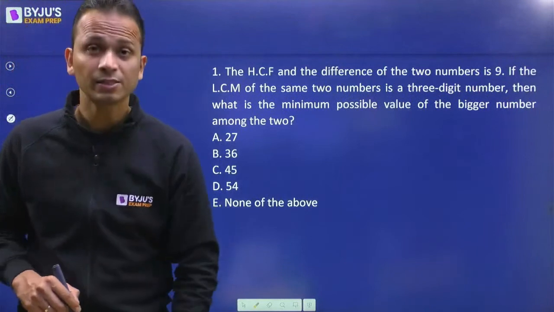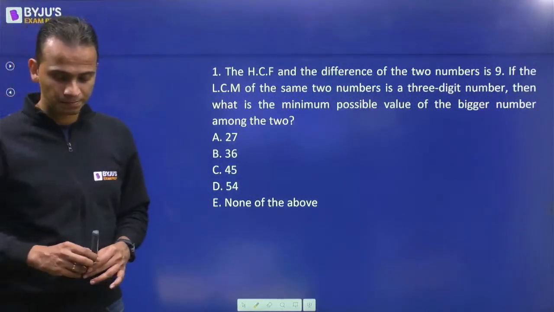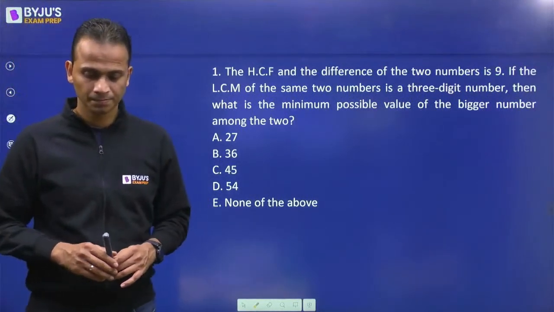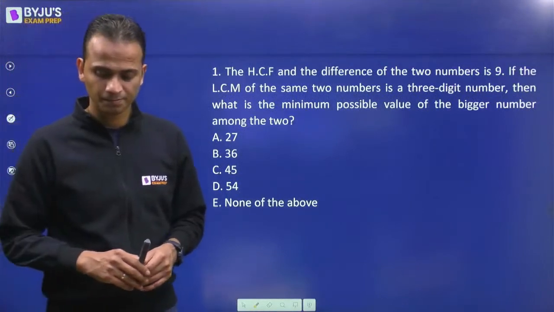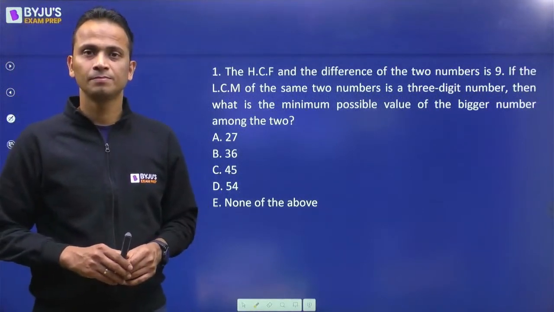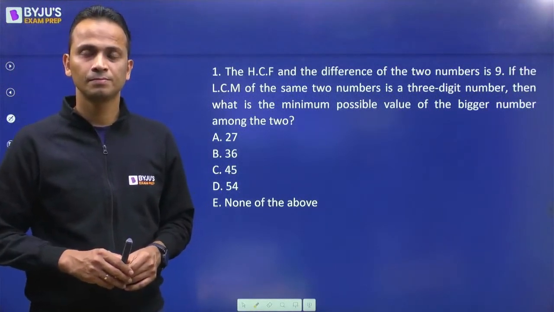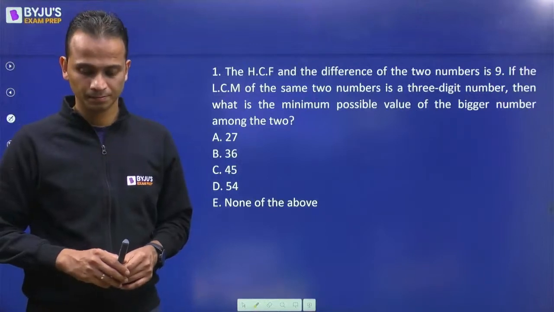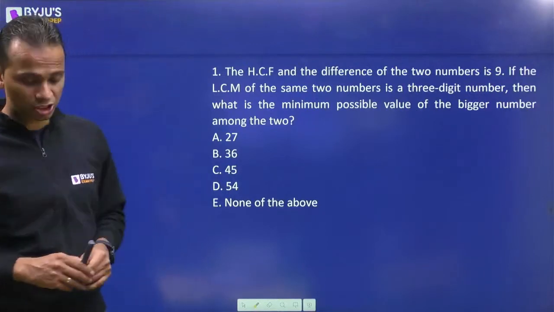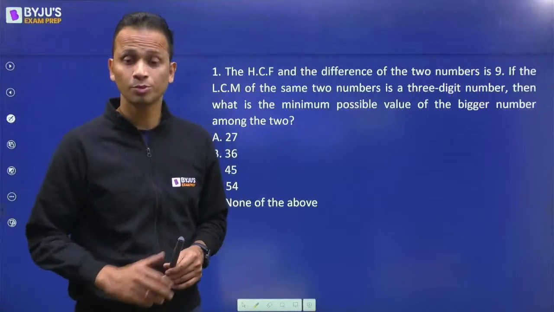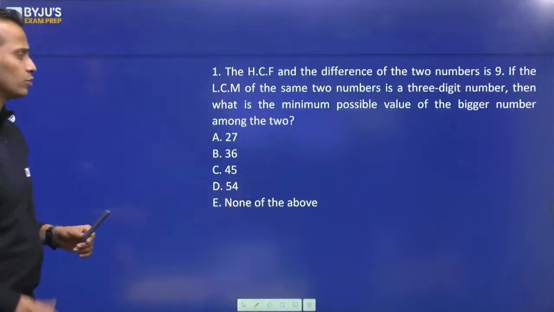Any idea? Any answer? Priyanshi has given an answer. Priyanshi says option B. Let's start with this one.